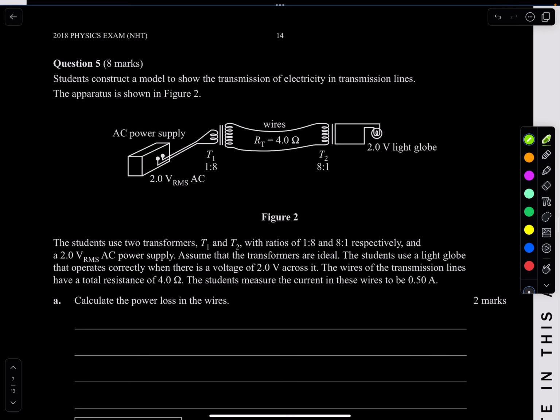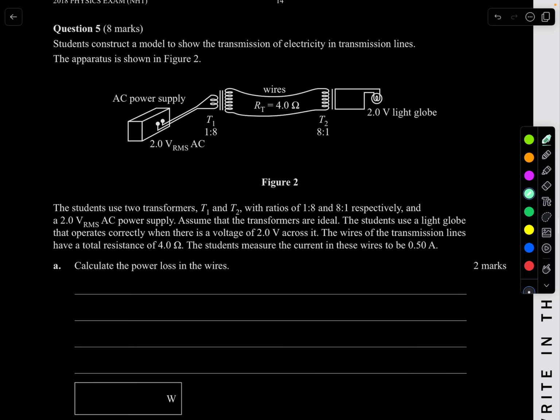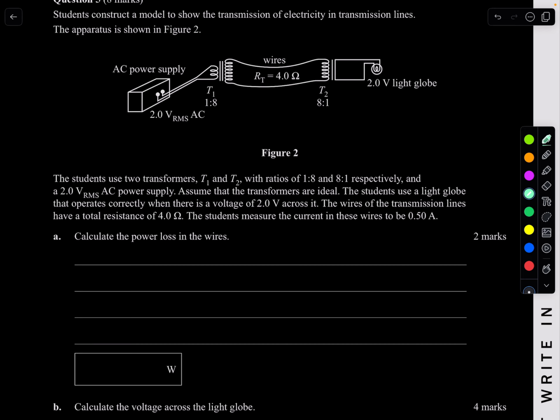Beautiful. Question 5. Let's have a look at this one here. Students construct a model to show the transmission of electricity in transmission lines. The apparatus is shown in figure 2. We're given a power supply, wires, and some transformers. The students use 2 transformers, T1 and T2, with ratios 1:8 and 8:1 respectively, and a 2-volt RMS AC power supply. Assuming the transformers are ideal, so there's no power loss, the students use a light globe that operates correctly when there is 2 volts across it. So this light globe only works when there is 2 volts across it.